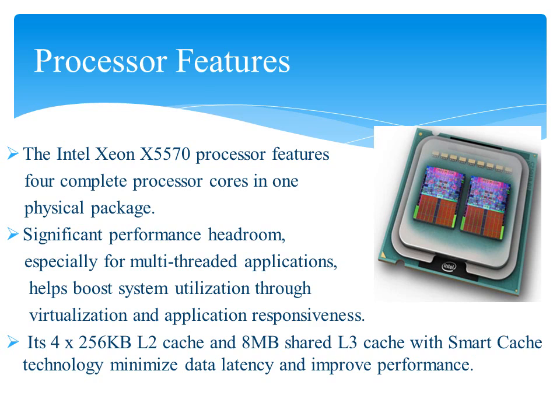Processor features. In quad-core processing, 4 processors are combined to produce a die, which in turn is a single integrated circuit implementing multiprocessing in one package. Significant performance headroom, especially for multi-threaded applications, helps boost system utilization through virtualization and application responsiveness. It has 4 256 KB L2 caches and 8 MB shared L3 cache with smart cache technology, minimized data latency, and improved performance.